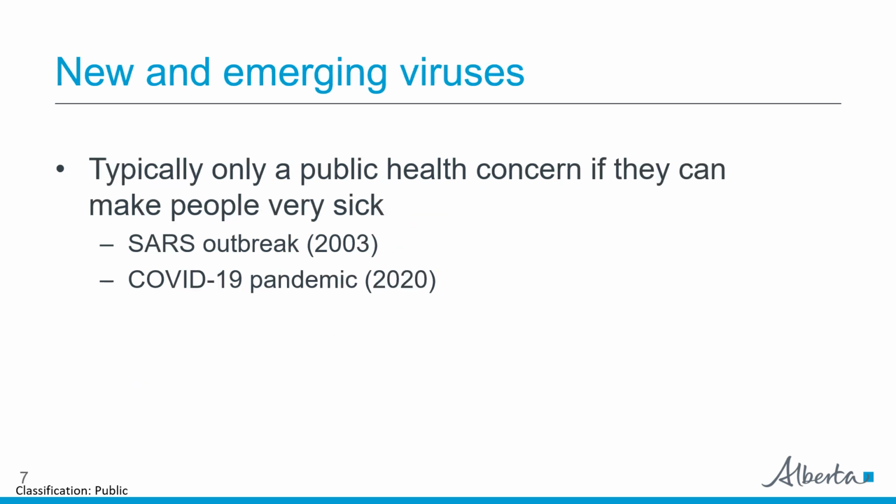New viruses are generally only a public health concern if they can make people very sick. For example, many new strains of the coronavirus family cause nothing more than a common cold. However, one of these new strains, SARS-CoV, led to an outbreak of severe acute respiratory syndrome in 2003. Another new coronavirus strain, SARS-CoV-2, led to the COVID-19 pandemic.